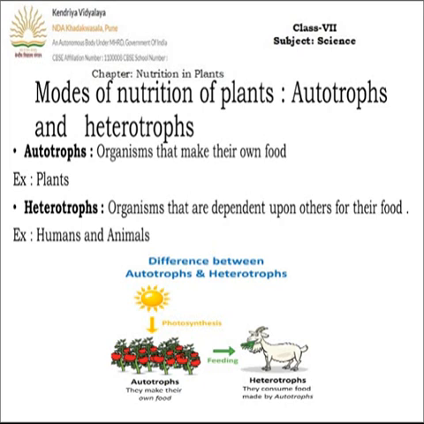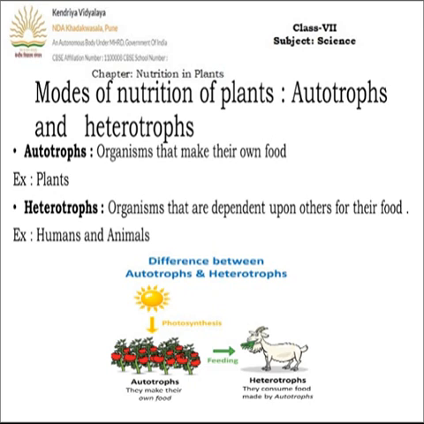So, as they can make their own food, that's why they are called autotrophs. Then, the next mode of nutrition is heterotrophic nutrition. The organisms which have heterotrophic nutrition are called heterotrophs. So, organisms that depend upon others for their food requirements are called heterotrophs. For example, we can see humans and animals.